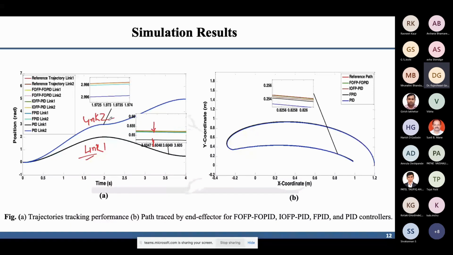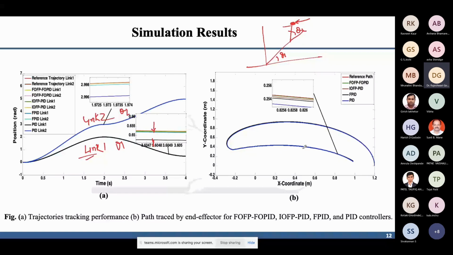This is the path traced by the end effector. What is an end effector? Suppose this is your manipulator's first link and this is your second link. This tip is known as the end effector. If we give such a trajectory to theta 1 and theta 2 for 4 seconds, then your manipulator tip is going to move likewise. This is the movement.